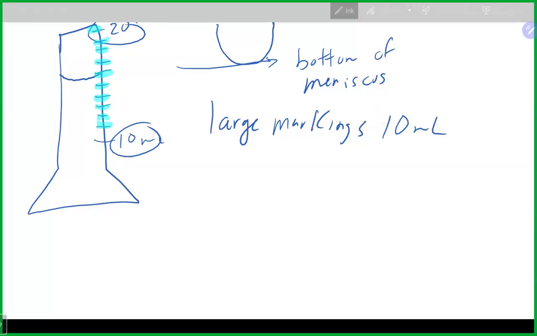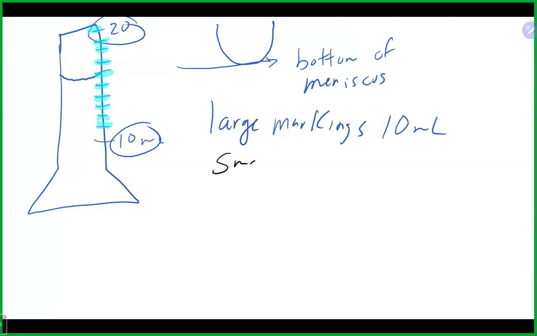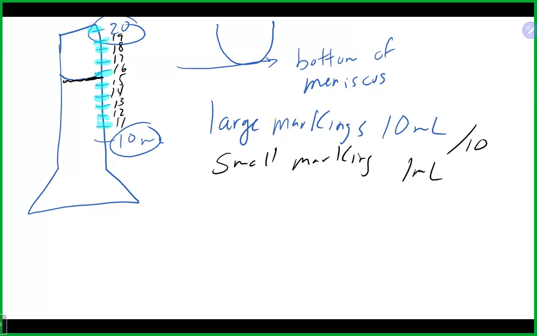So in this particular case, each of the small markings represents how much? So 10 divided by 10 is 1 milliliter. Yeah, in this case, each of these markings represents 1 milliliter. That's 11, that's 12, 13, 14, 15, 16, 17, 18, 19. So when I look at my meniscus here, I am at least at 15, which I would want to record. Again, that's going to be my certain numbers.